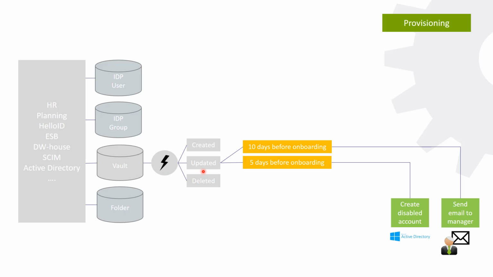The next fine-grained event is then 5 days before onboarding. Perhaps you want to create a disabled Active Directory account. And then on the day itself, you want to enable the account. Perhaps you want to do some group memberships. In the old situation, you had the updated event, and then all these actions would occur at the same time. Now you can specify, and it's going to be more fine-grained. I think that's obvious. So let me show you how you can configure this.